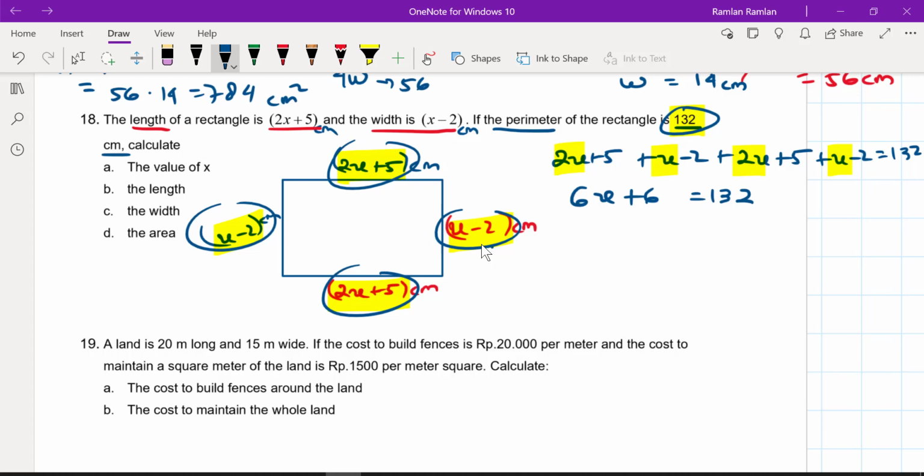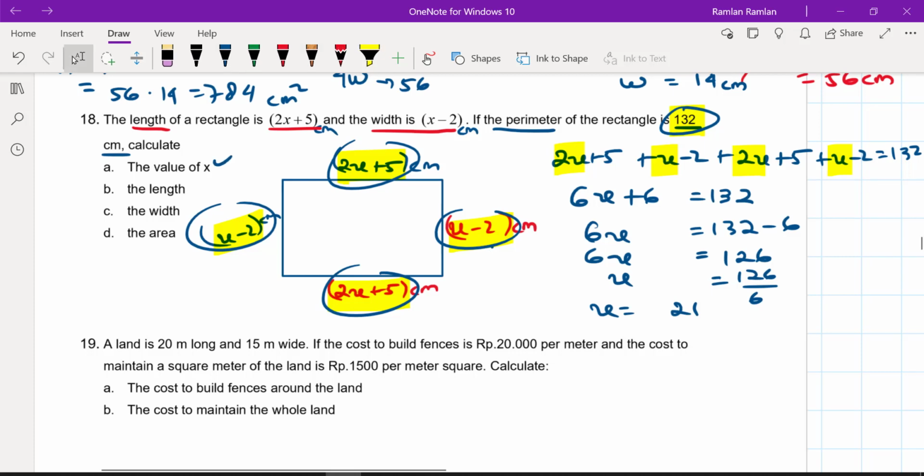Okay, now just solve this simple algebra equation. So we need to subtract both sides by 6. That'll be like this, and 6x will be equal to 126, and then divide both sides by 6. That'll be equal to 21. Okay, so x is equal to 21, so we have found the value of x.